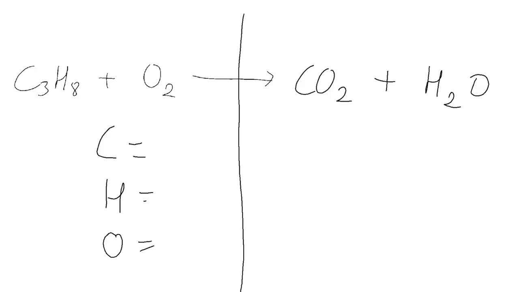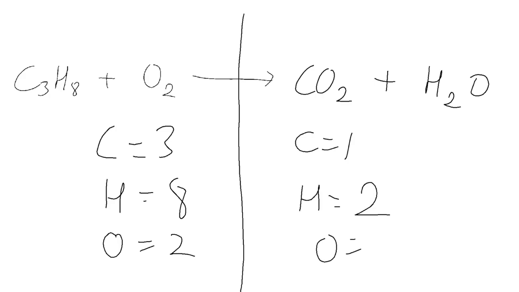How many carbons? We have 3. How many hydrogens? We have 8. And oxygen, we have 2. On this side, we have 1 carbon, 2H, and 3O. What we want to do is get the same numbers of both on either side, right? We want the numbers to balance. And how are we going to do that?